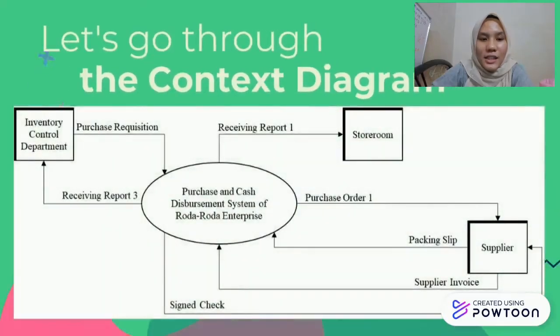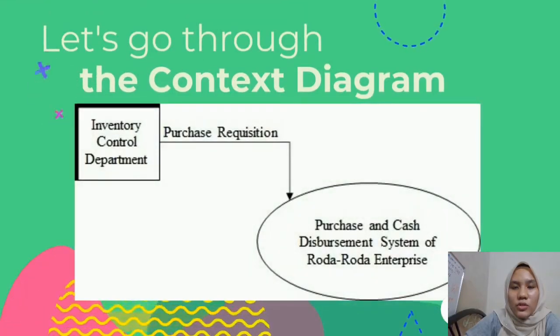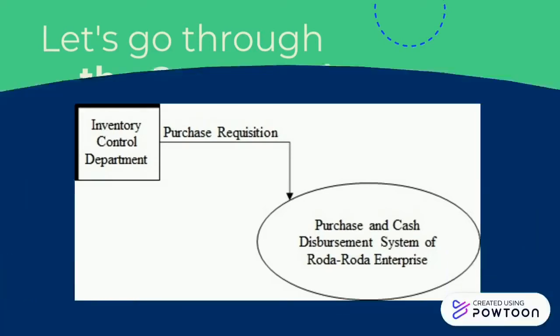This is the context diagram for the purchase and cash disbursement system of Roda Enterprise. From this context diagram, we can see that there are three entities involved. The first entity is the inventory control department. The inventory control clerk will send the purchase requisition to the purchase and cash disbursement system of Roda Enterprise.